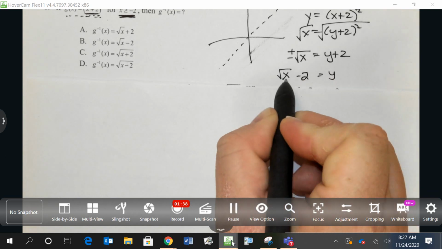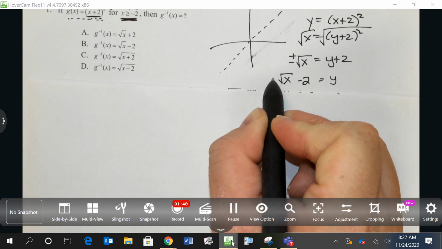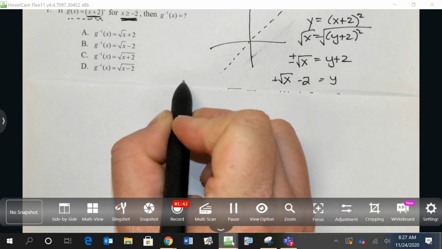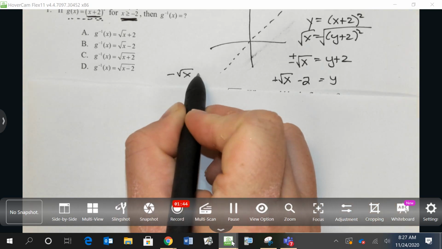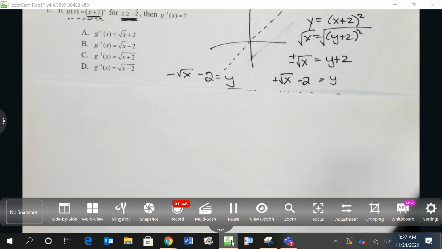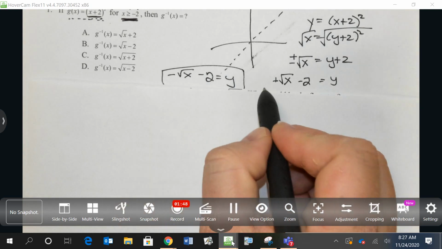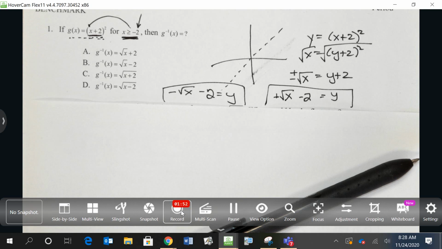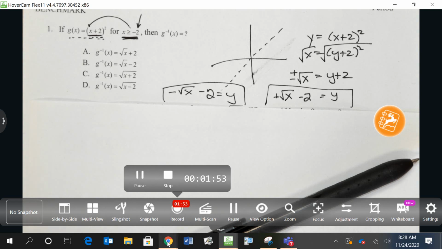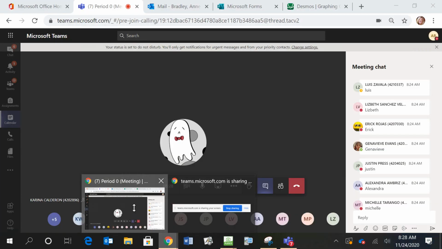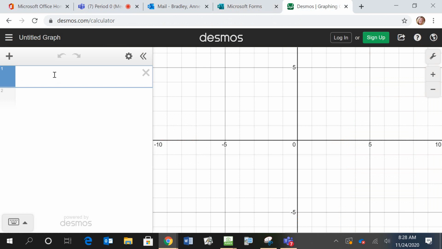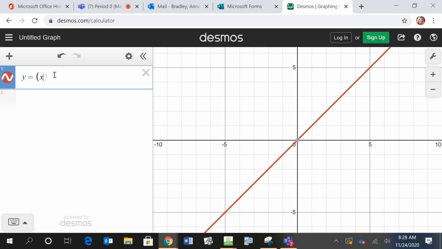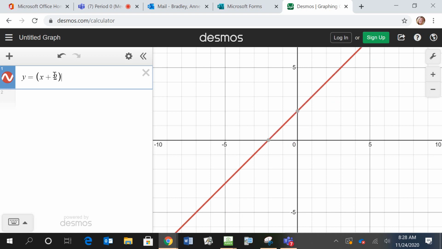Now notice the 2 is not inside. And I do have a plus or minus here. So one time I'm going to put a plus. The other time I'm going to put a minus. Now here are my two options, and I need to decide which option really is it. So I'm going to go into Desmos right now, and in Desmos, I'm going to type in that first equation. So instead of g of x, I'm just going to put y equals x plus 2 quantity squared.